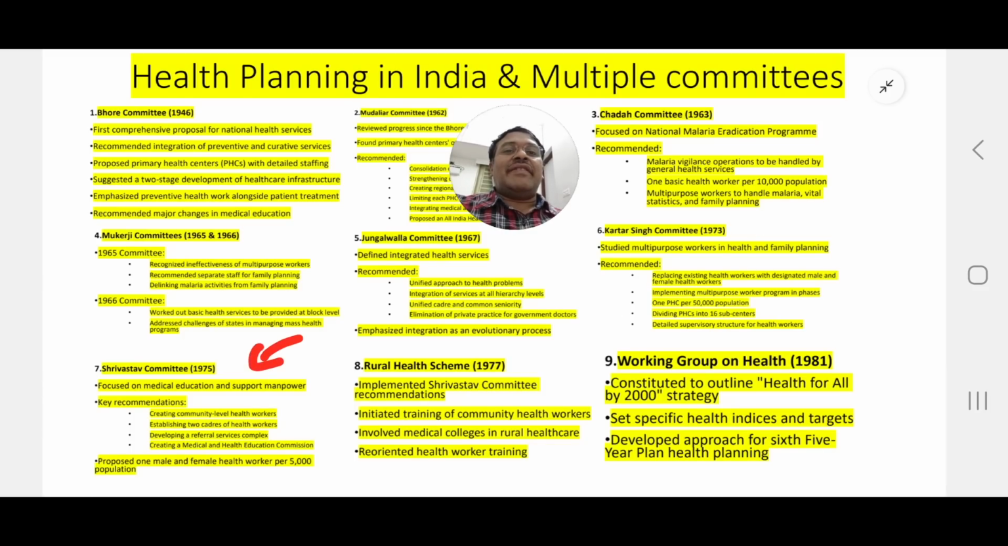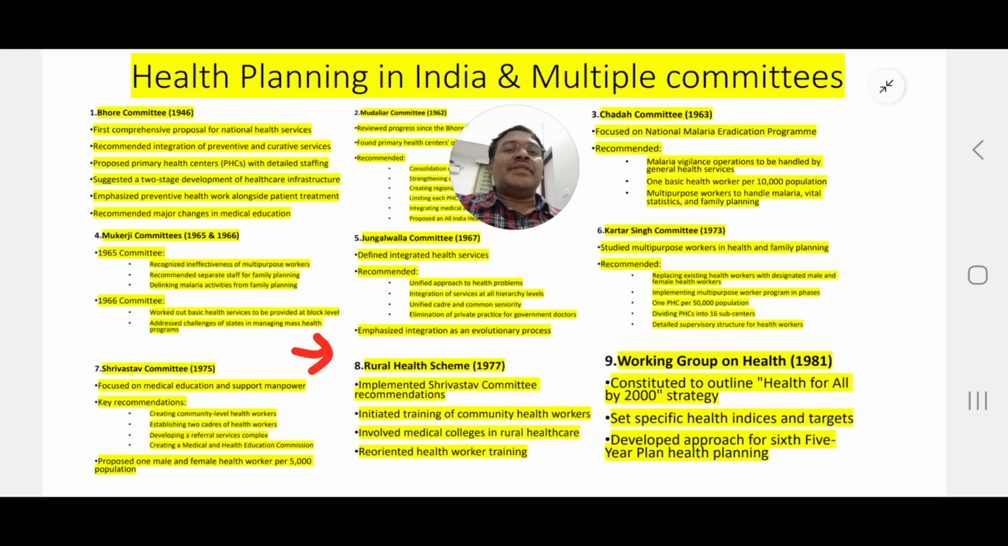Next, in 1975, Srivastav Committee came. It focused on medical education and support manpower. The key recommendations were creating community level health workers, establishing two cadres of health workers, developing a referral service complex, creating a medical and health education commission for the first time, and it proposed one male and female health worker per 5,000 population.